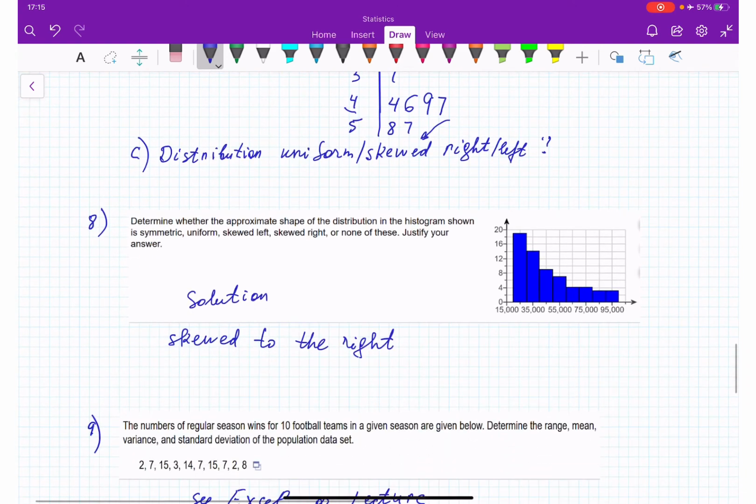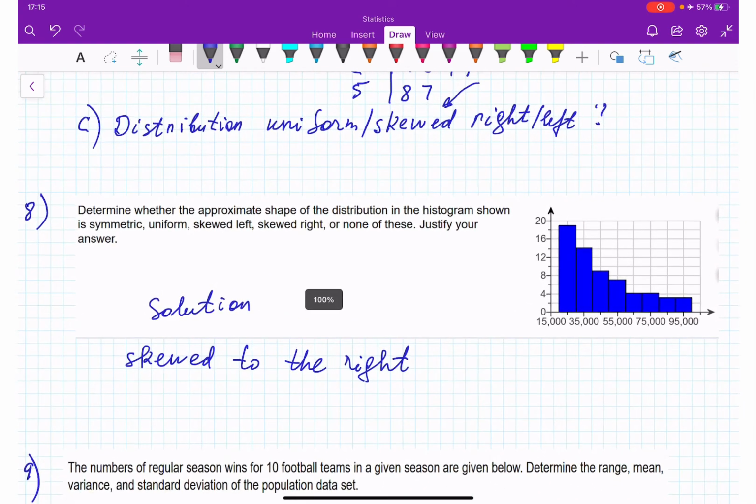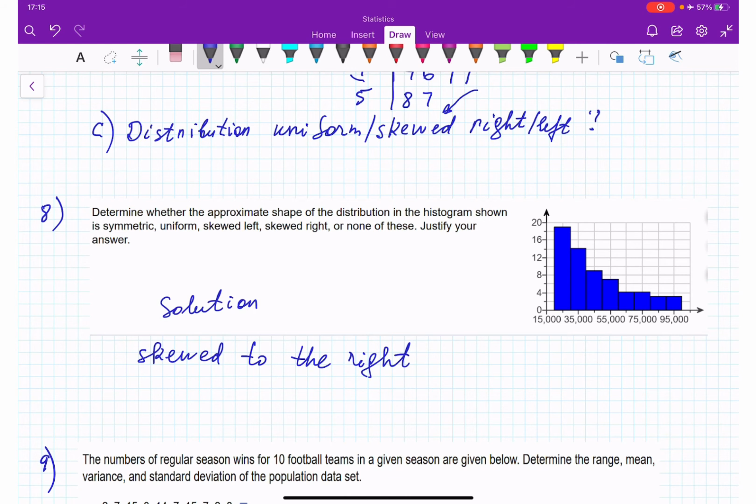Question number 8. Determine whether the approximate shape of the distribution in the histogram is symmetric, uniform. I don't even have to tell you. You already know. It's skewed to the right, obviously.